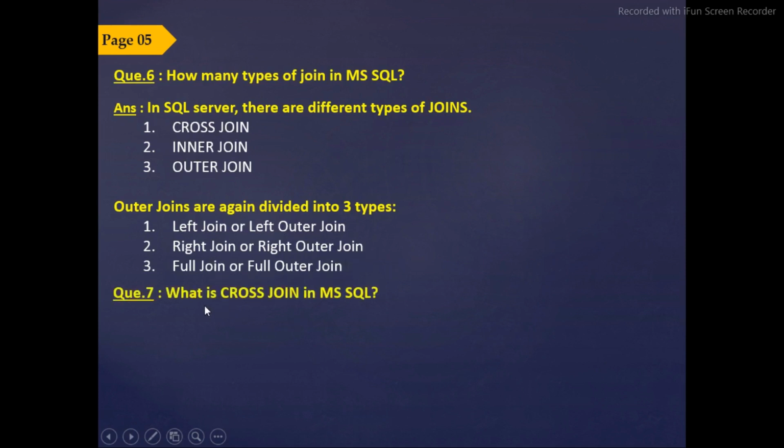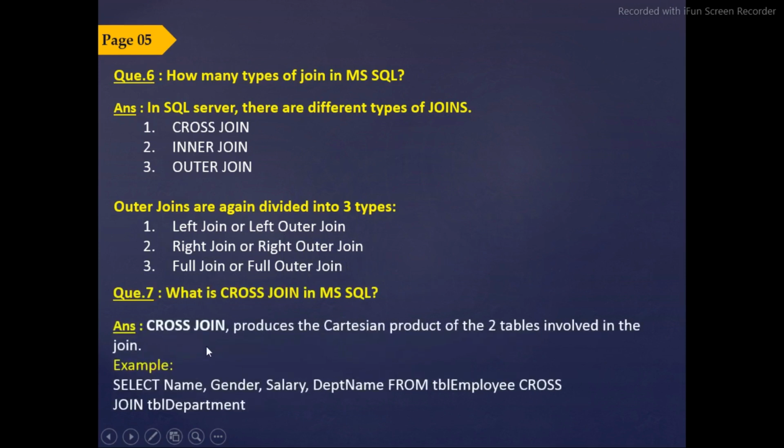So next question is what is cross join in MS SQL? And the answer is cross join produces the Cartesian product of the two tables involved in the join. For example, select name, gender, salary, department from table employee cross join table department.